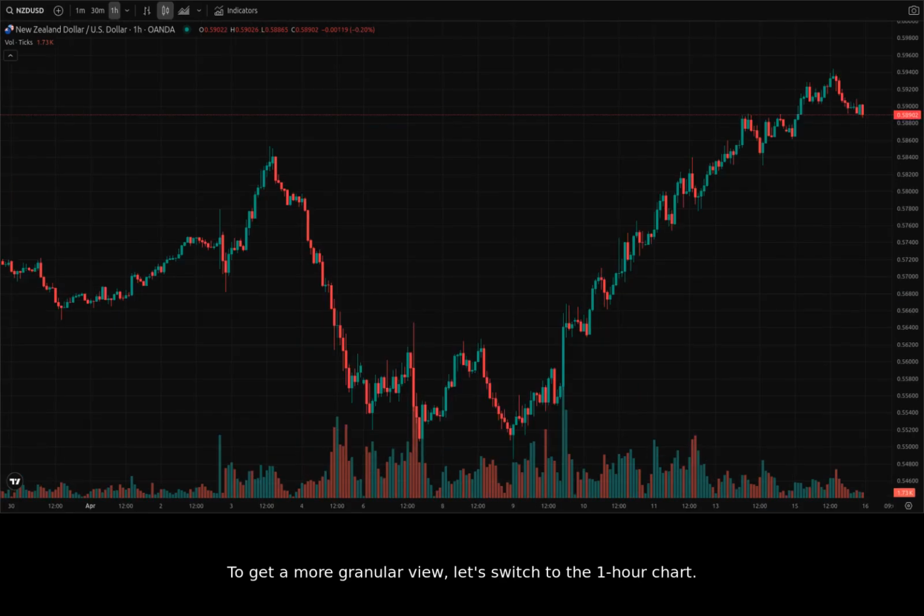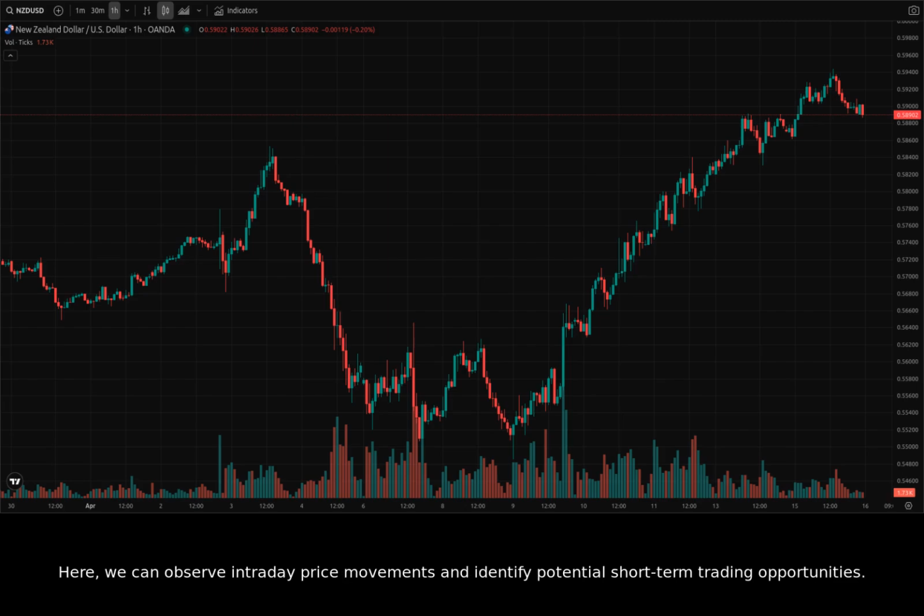To get a more granular view, let's switch to the 1-hour chart. Here, we can observe intraday price movements and identify potential short-term trading opportunities. On the 1-hour chart, we can see smaller patterns forming such as channels and wedges. Currently, the price appears to be trading in a sideways channel. A breakout above or below this channel could signal the start of a new short-term trend.